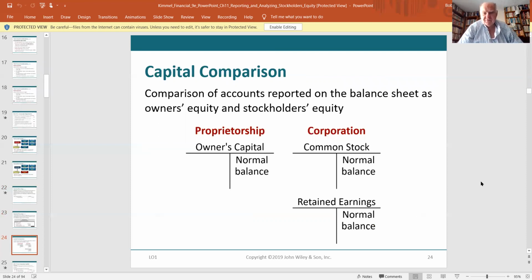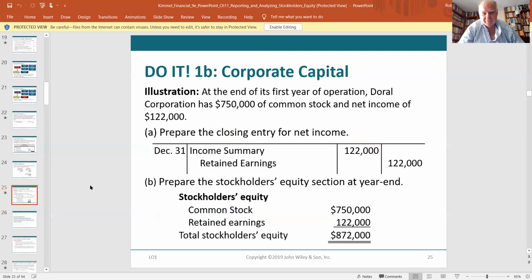Comparison of accounts used, reported on the balance sheet. Proprietorship, they all have normal balances of equity being credits. They want to remind us of that fact. Here we go. At the end of its first year, has 750,000 of common stock and net income of 122,000.